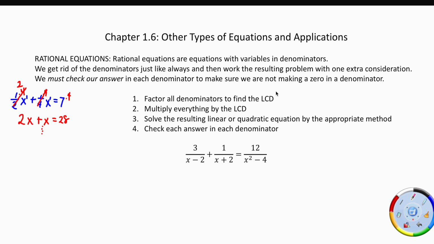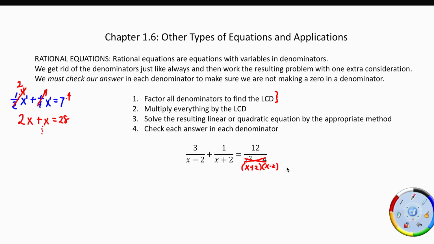So our first step in finding the common denominator is to factor all the denominators. This one doesn't factor any further. X squared minus 4 is the difference of squares, so it will factor as x plus 2 times x minus 2. So I'm just going to rewrite that denominator as x plus 2 times x minus 2.